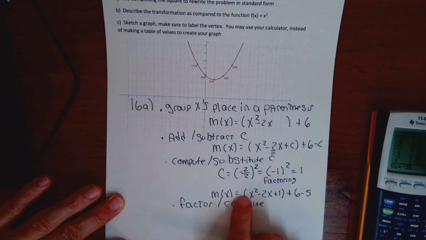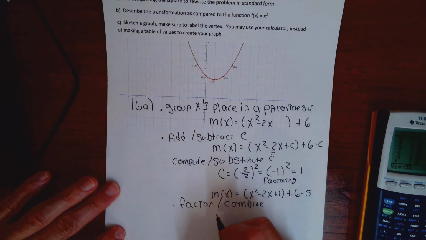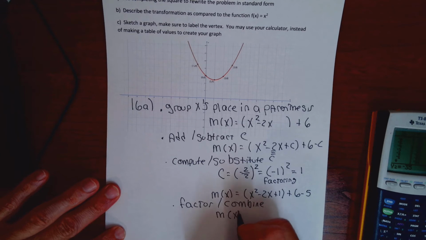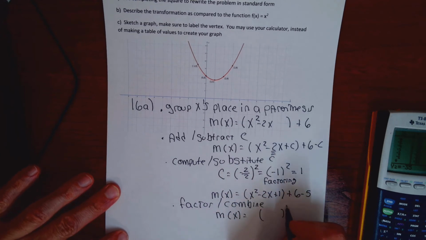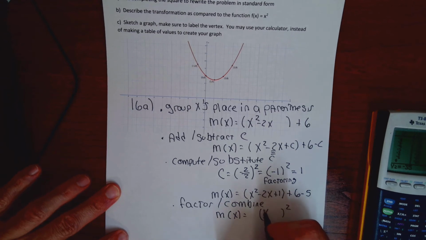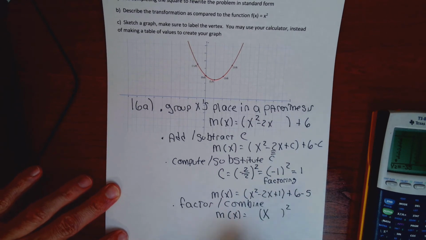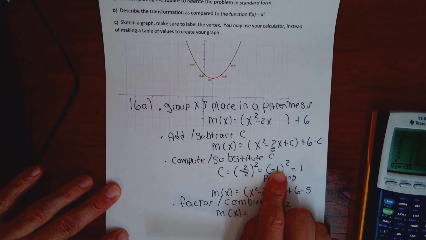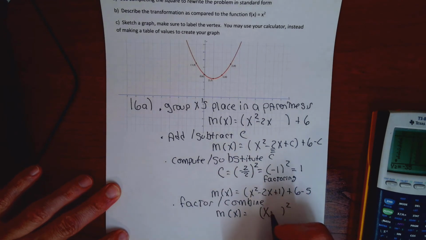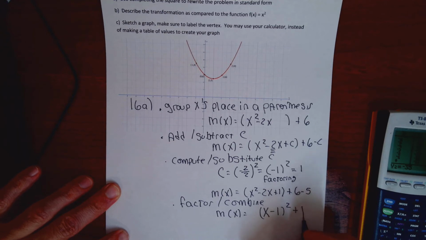What am I going to factor? I'm going to factor this. And when I'm using completing the square, the factoring always comes out to a parentheses with an exponent of 2. The parentheses always leads with an x. It always ends with the number in my computation right before I squared. And then the 6 minus 1.